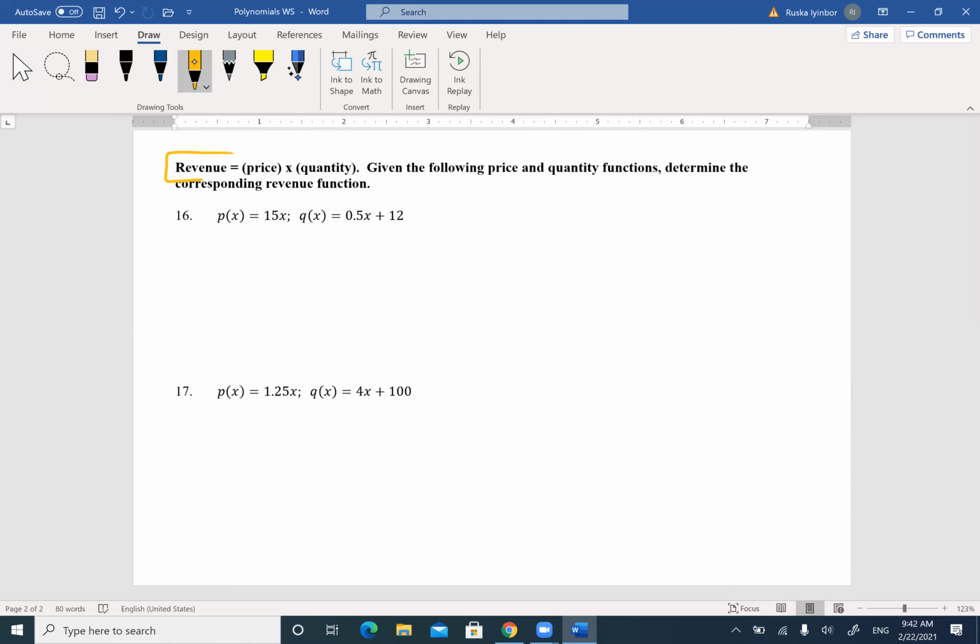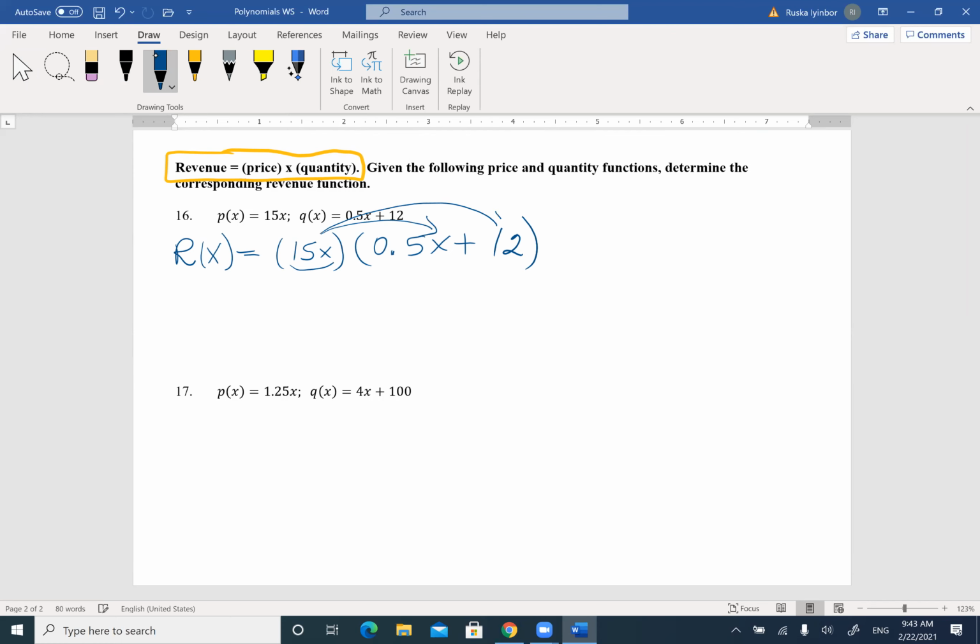Now let's go ahead to the next part here, which is the formula for the revenue. So if they give you the price, you have to multiply by the quantity to get the revenue function. Okay? So here they give you the price, they give you the quantity, you just have to multiply them. So the revenue function, see this is capital R, R of x, the revenue, is going to be the price, which is 15x. You're going to multiply by 0.5x plus 12. And here you have to distribute.